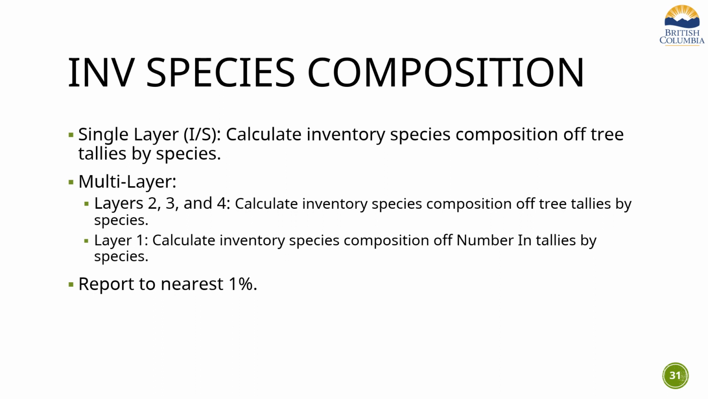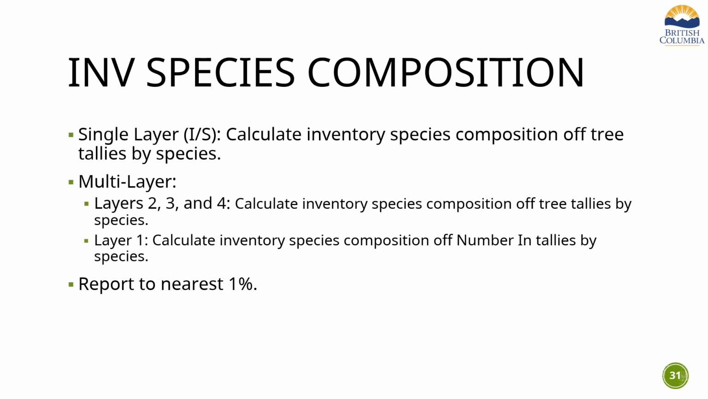As a reminder, for single layer stands that will be reported under an I and an S layer to results, the inventory species composition will be calculated using the tallies by species from each plot. For multi-layer stands, you will use the tree tallies by species to calculate inventory species composition for layers 2, 3, and 4. But for layer 1, it will be based on basal area. So you will use the number in by species from all of your plots.